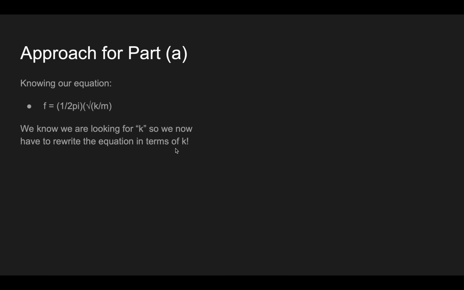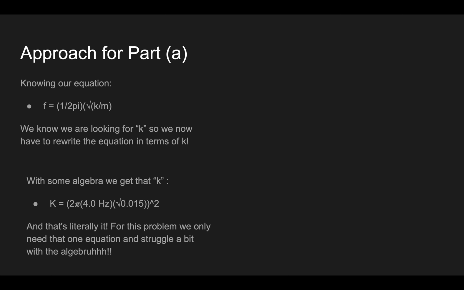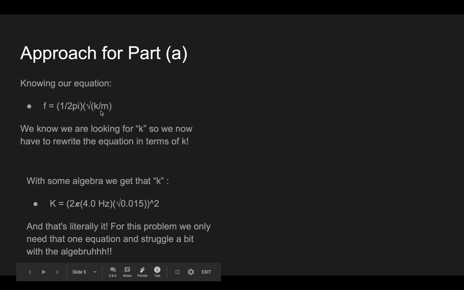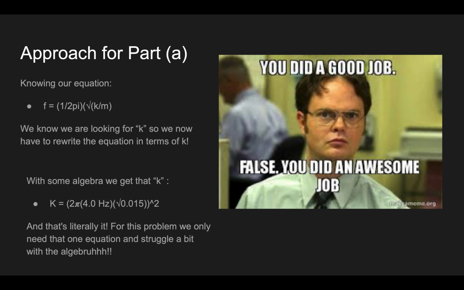Knowing that equation, we just have to look for k. So all we really have to do is rewrite the equation in terms of k. And like I said, with some algebra, you can get this equation right here, and then literally it's plug and play. You plug in the values that they give you. So k is on this side, and then we know that the frequency is 4 hertz, and that the mass is 15 grams. So you want to put it into kilograms, so you divide by 1,000, then you get 0.015. And then you literally just put it into your calculator, and that should be it.